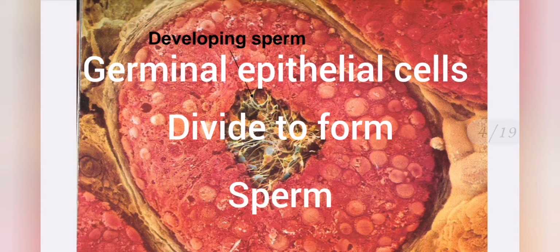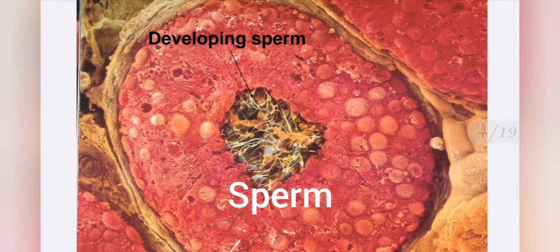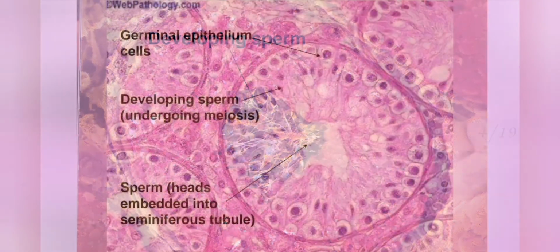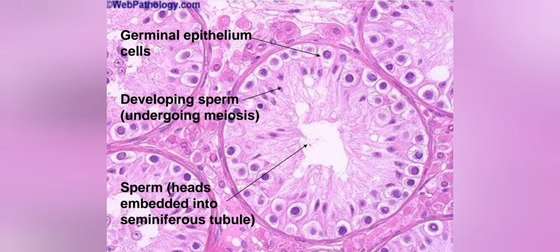Eventually, all these cells, after division, will end up being sperm cells, and you can see in the very center of this picture all the little tails of the sperm as their heads are still embedded in the other little cells around. On this microscope slide, you can also see the same picture but a differently stained image. Germinal epithelium cells right on the outside, developing sperm as we move inward, and then the sperm heads embedded in the tube still on the inside.